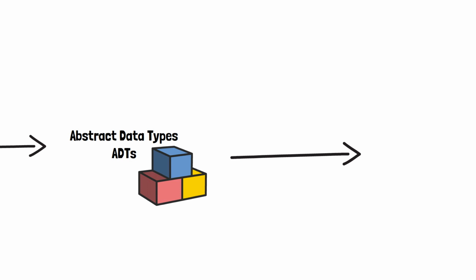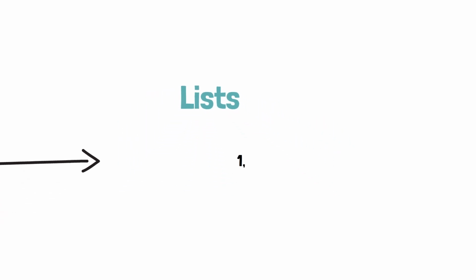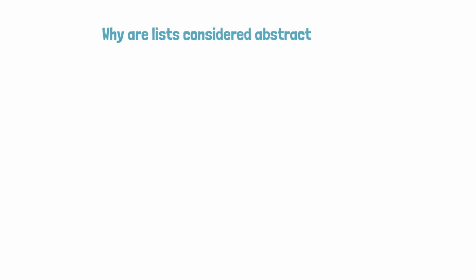Consider a list. In case you haven't seen lists before, they can be thought of as a sequence of variables grouped together under a single name. So instead of 5 integers, 1, 2, 3, 4, and 5, I could have a list called my numbers, which contains the integers 1 through 5. You probably worked with lists before when learning about loops. So why is the list considered an abstract data type?